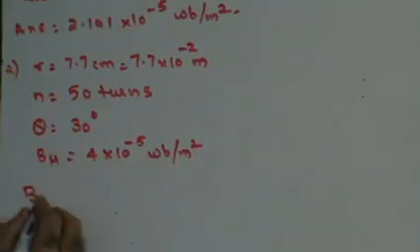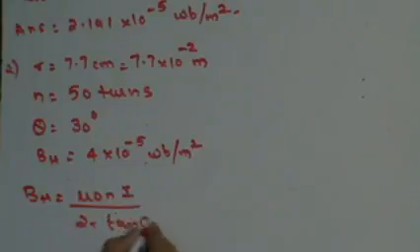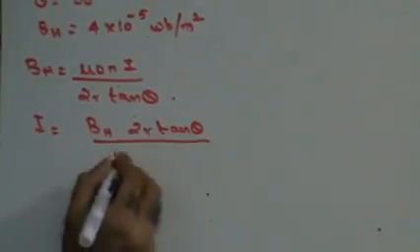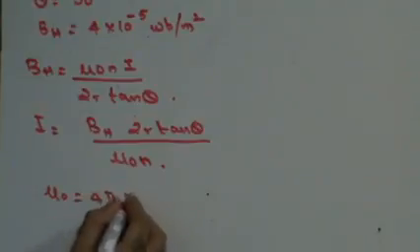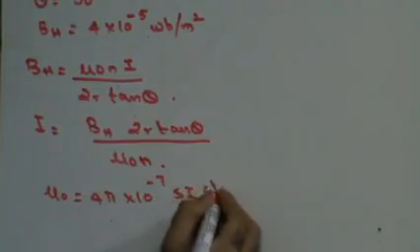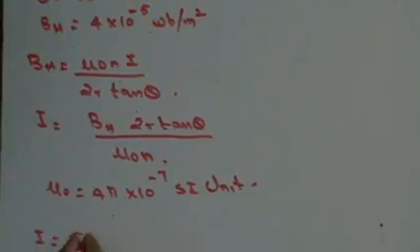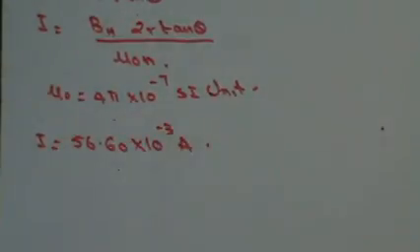Same formula guys. BH is equal to mu 0 N I upon 2r tan theta. They've asked me to find the current, so if I cross multiply, I'll get BH into 2r tan theta upon mu 0 N, which will give you I. We already know that mu 0 is 4 pi into 10 raised to minus 7 SI units. So you should be able to find the current. The current should be 56.60 into 10 raised to minus 3 amperes. That should be the current flowing through the coil. Next one please.